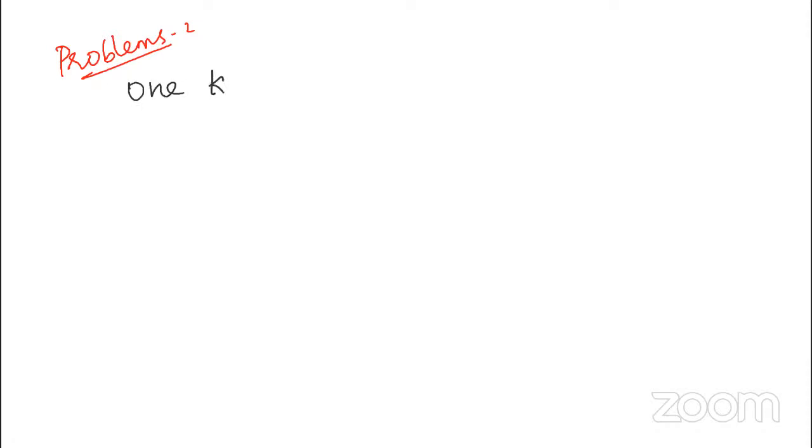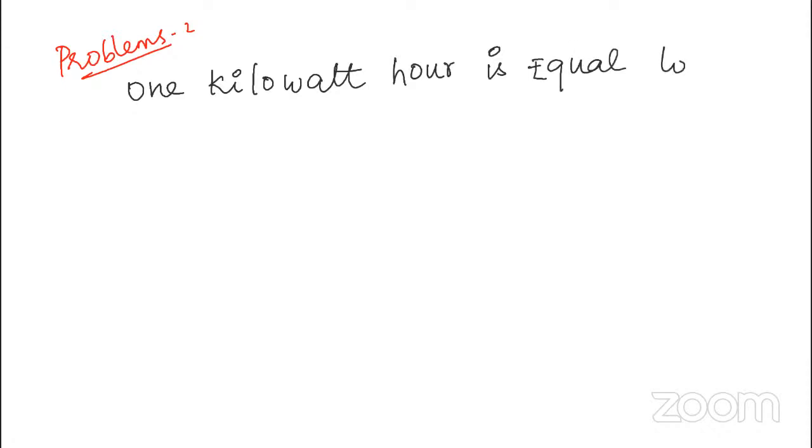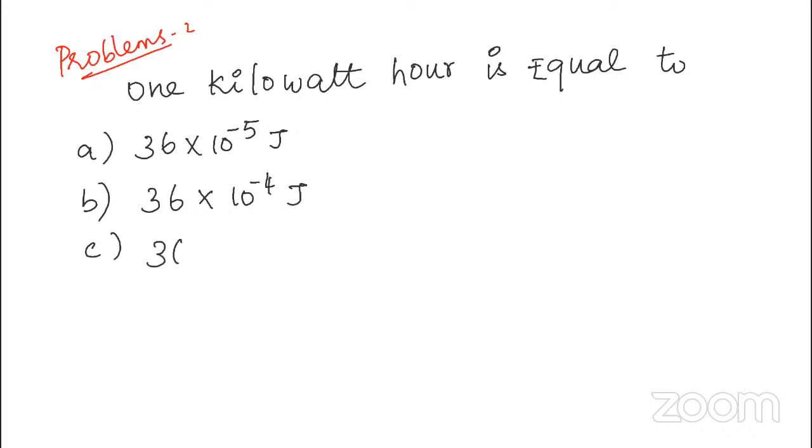1 kilowatt hour is equal to: option A, 36 into 10 power minus 5 joules; B, 36 into 10 power of minus 4 joules; C, 36 into 10 power of 5 joules; and D, 36 into 10 power of 3 joules. Okay, so this is the question.